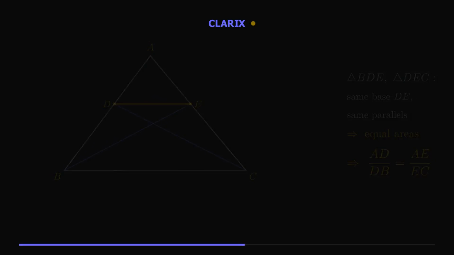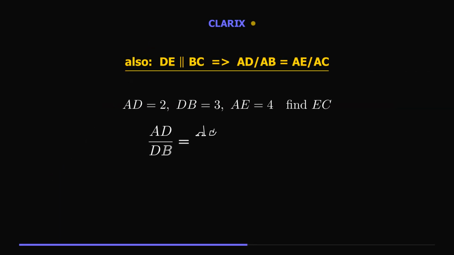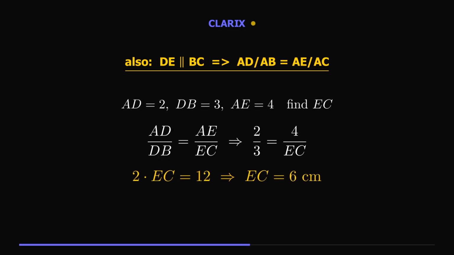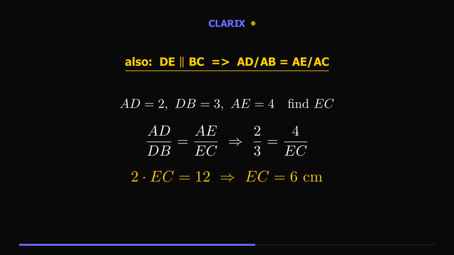and that's exactly AD over DB equals AE over EC. A handy second form, if DE is parallel to BC, then AD over AB also equals AE over AC, the whole side instead of the piece. Use whichever fits your numbers.